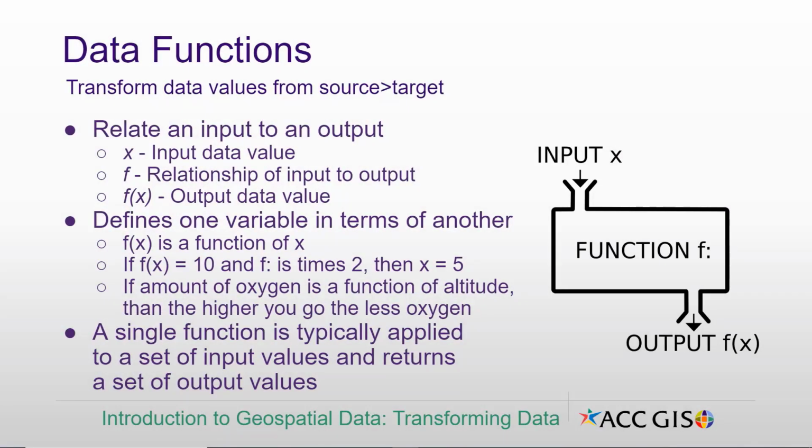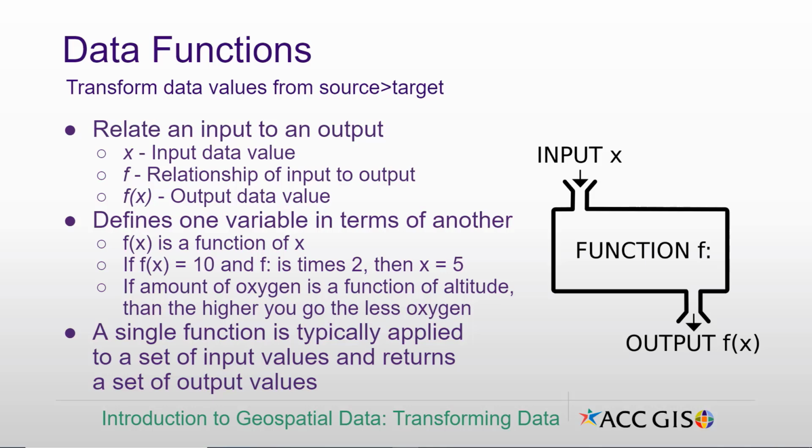We use functions to transform the data values from the source to the target. They relate the input to the output. In the diagram on the right, you can see the input is represented as x, and that could be any range of values. The function is represented as f. That's the transformation that you're applying to x, and then the output is f applied to x. That's the output data value.